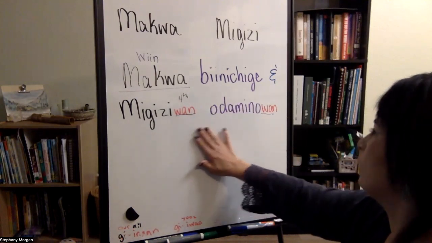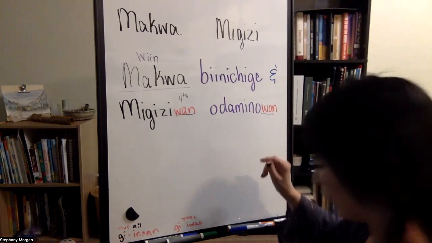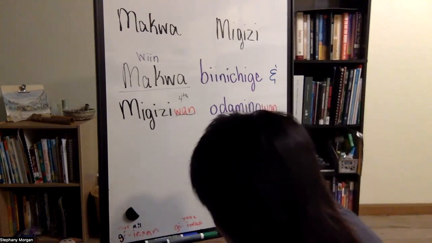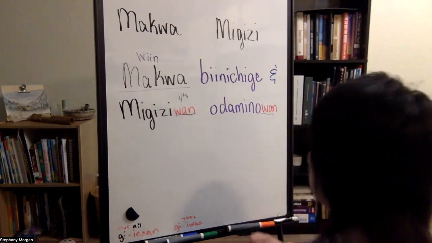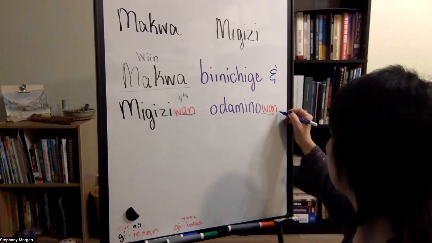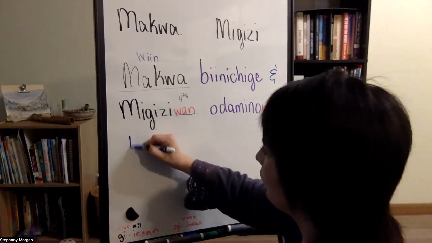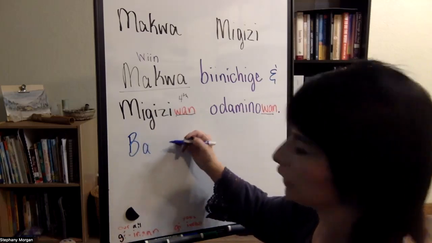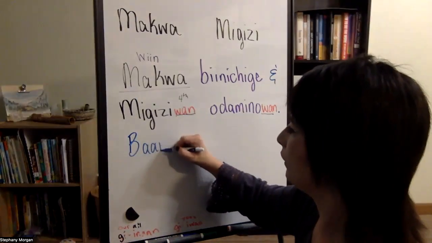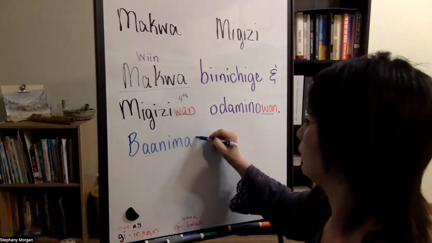Now, if we continue the sentence without the names, having already established them, let's say later he took a nap, or later he went to sleep. Banima, later.